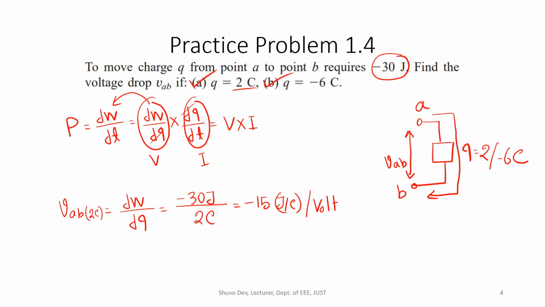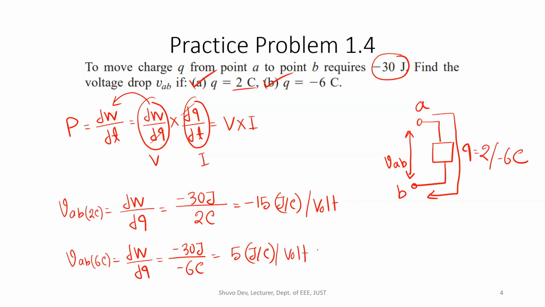Similarly for B, you can see here the charge is minus 6 coulomb. So similarly VAB we have to find out for 6 coulomb. Similarly the equation is dW divided by dq, and dW is minus 30 joule and charge is minus 6 coulomb. So it will be 5 joule per coulomb or 5 volt. So this is the voltage required to travel a charge Q from point A to point B.